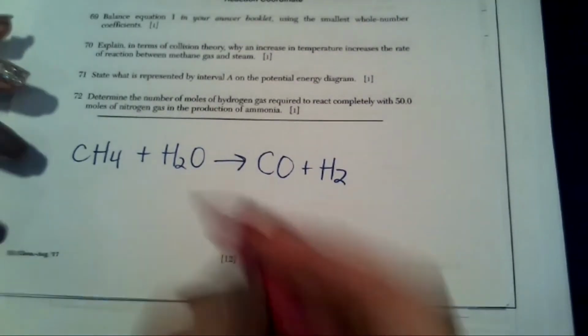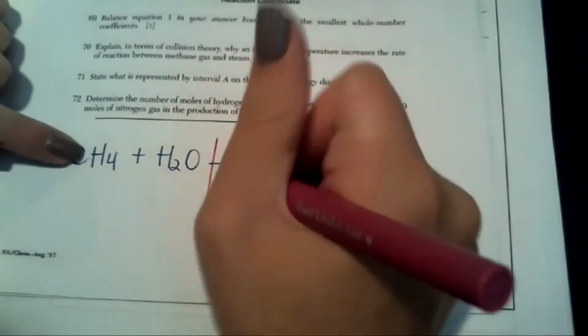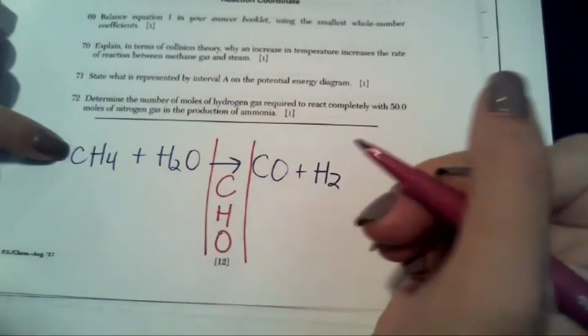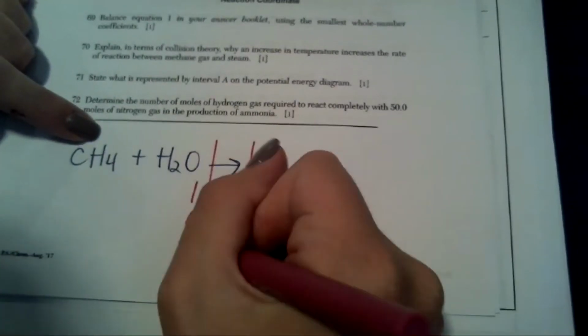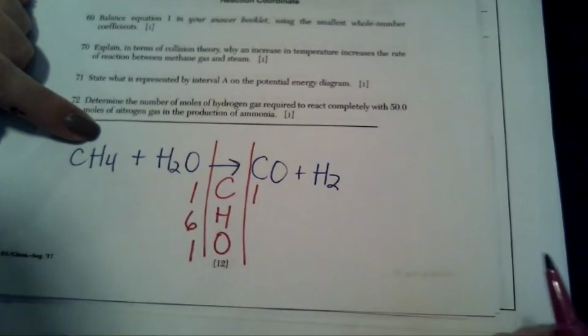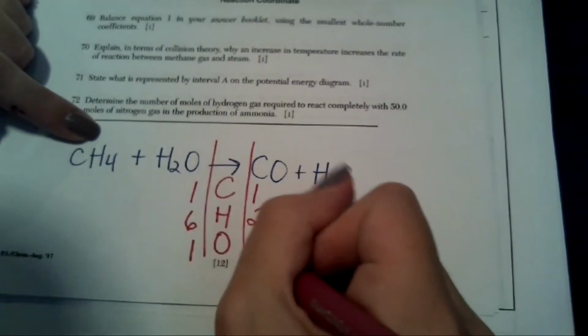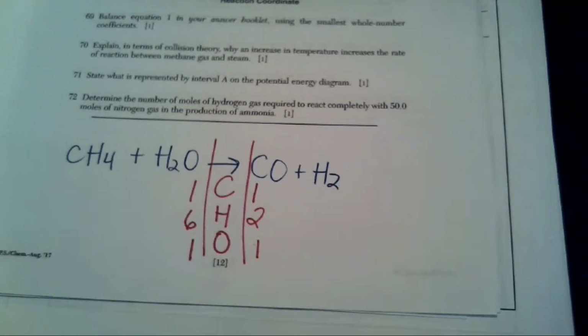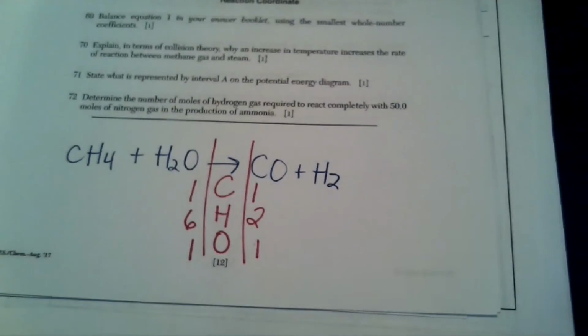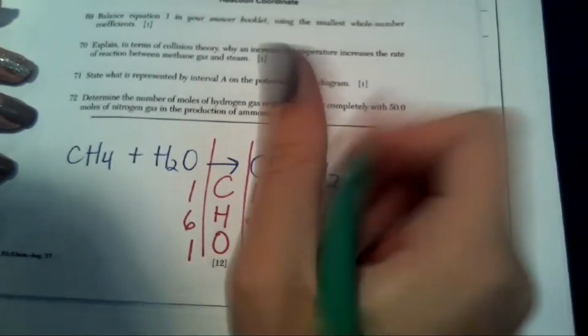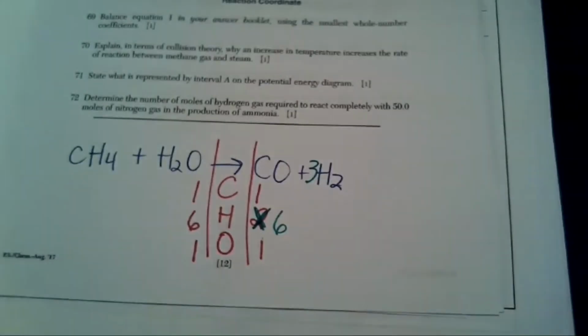You take this, you split on the arrow. On this side, I have 1 C, 4, 5, 6 H's and 1 O. And here I have 1 C, 2 H's, and 1 O. So the question is, how do I fix this? I am going to put a 3 right here. 3 times 2 is going to change that to a 6. And that's it. That's all I had to do. That's the whole thing.